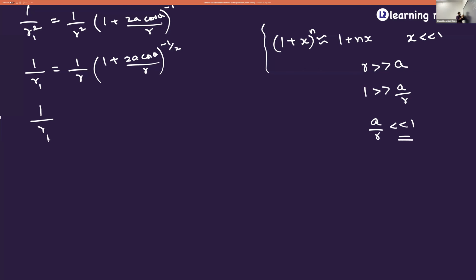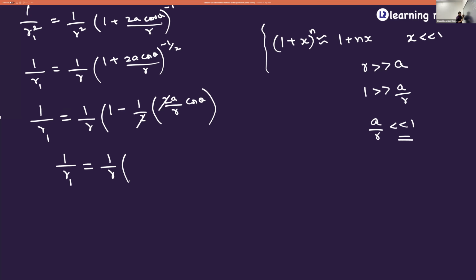So 1 by R1 will be equal to 1 by R into, what should I write? 1 minus half into 2A by R cos theta. So 2 and 2 will get cancelled. So what will you be left with? 1 by R1 will be equal to 1 by R into 1 minus A cos theta by R. Is that point clear? Let me call this 1. I hope it is clear till this step.